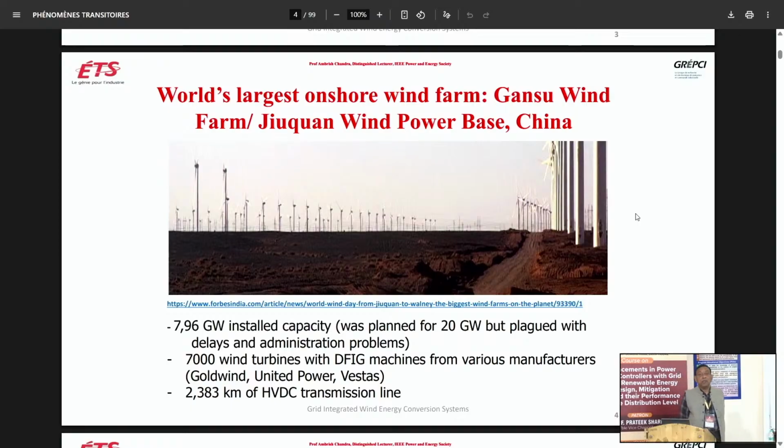So this is the problem: when you integrate too much renewable energy, intermittent energy, with the system, then it becomes a problem. I will discuss that a little bit tomorrow also. But they have the voltage instability problem, caused by the intermittent nature of the renewable energy.